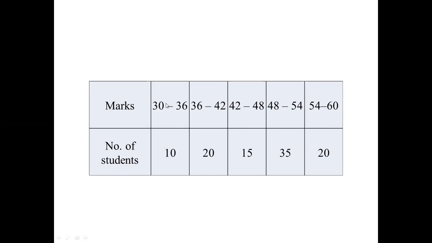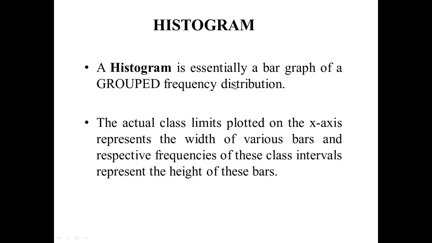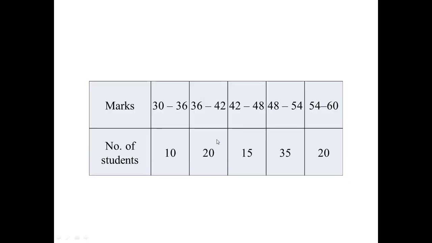So if you see, these are groups. Anyone who scores marks between 30 and 36 will come in this group. Those who are scoring marks between 36 and 42 will come in this group. Those scoring marks between 42 and 48 will come in this group. So this way, these are groups, and that is the reason why it is called grouped frequency distribution, because these are groups.